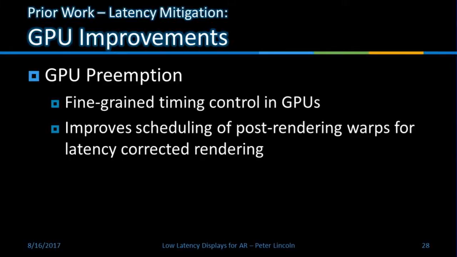And these post-rendering warps are made possible because of recent GPU improvements, more specifically GPU preemption. As a result, they're able to delay that post-rendering warp operation as late as possible in the GPU, minimizing the latency between the measurement and the transmission to the display. But this is still happening in the PC, and we can benefit by making this correction even later.